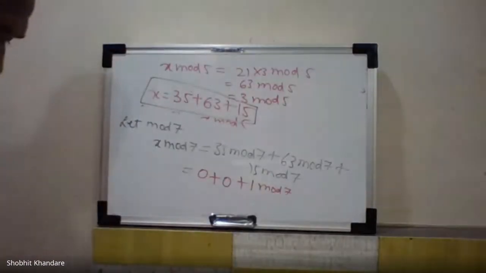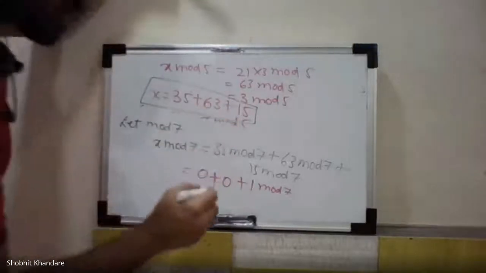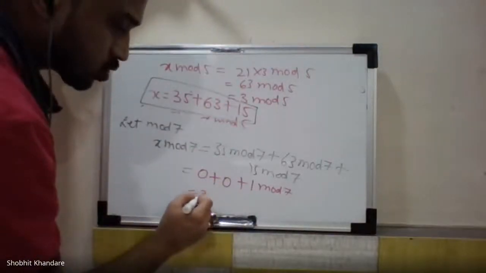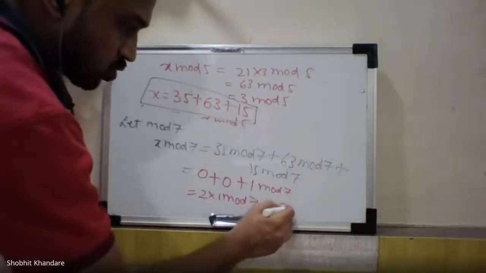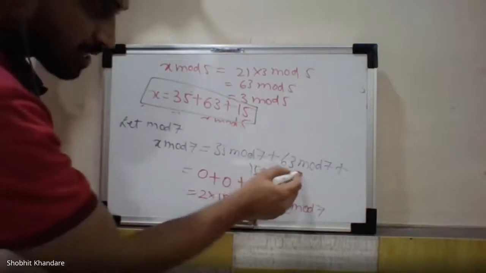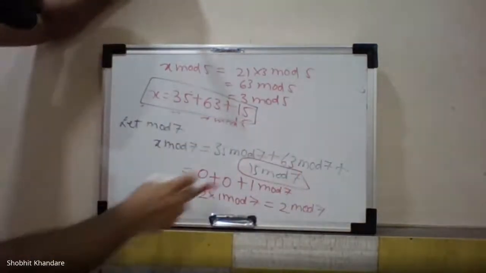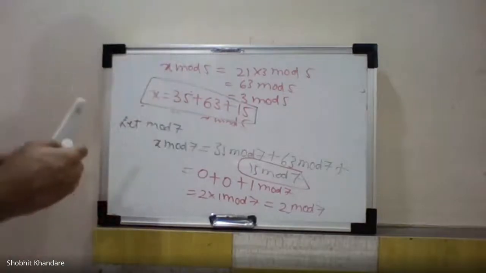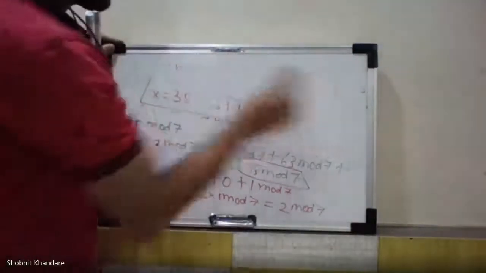What do I need? See your problem, 2 mod of 7. You need 2 mod of 7, right? So multiply by 2. So 2 into 1 mod of 7 equals 2 mod of 7. So I have to multiply the third term by 2. Now can I say this is the final one? Yes.